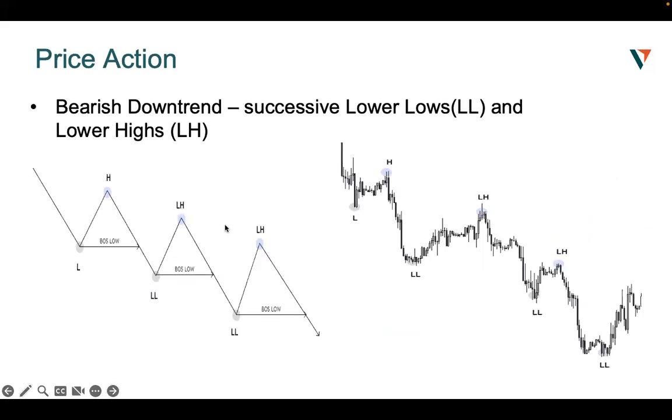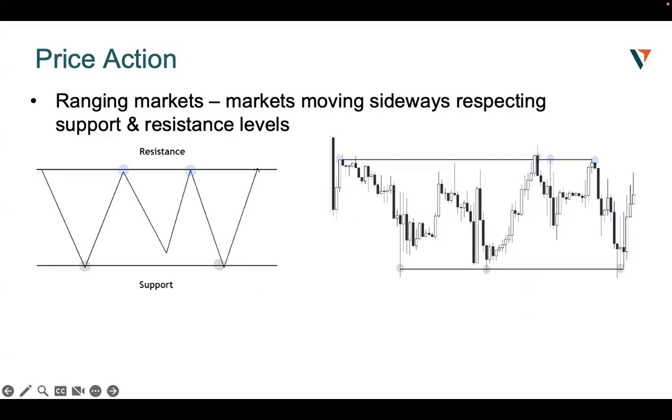In the bearish downtrend, you also want to see the converse. So you want to see successive lower lows, lower highs, and consistent break of structure towards the lows. And in the event of a ranging market, you would see a very strong support and a very strong resistance. You can think of it as strong floors and ceilings to price respectively, and price just sort of ping pongs in between them.